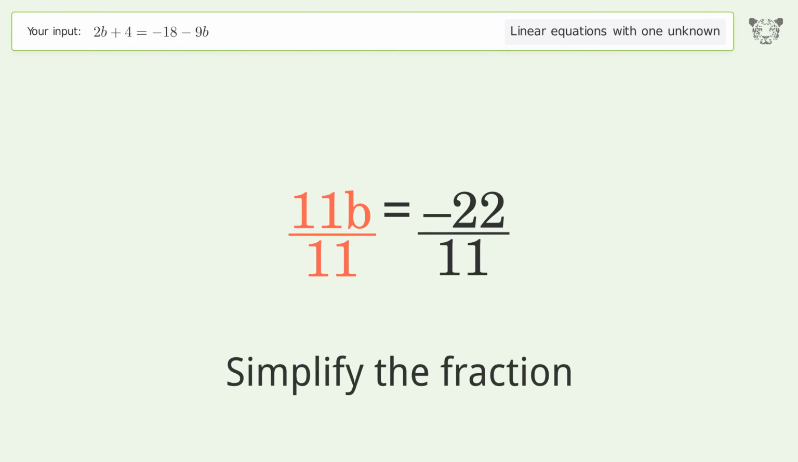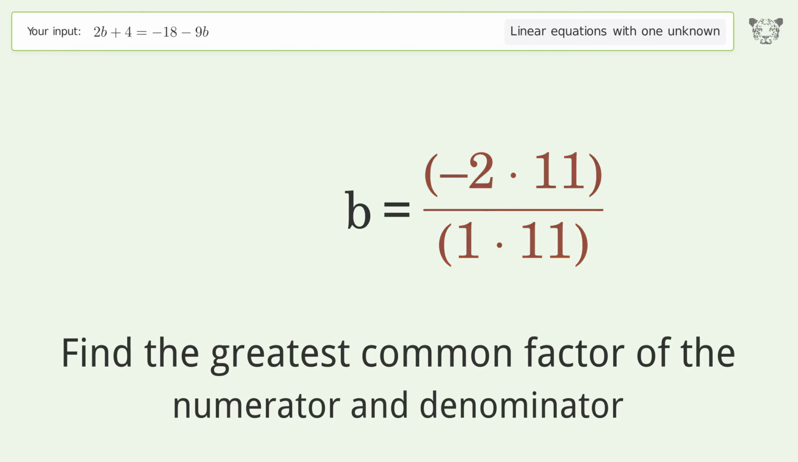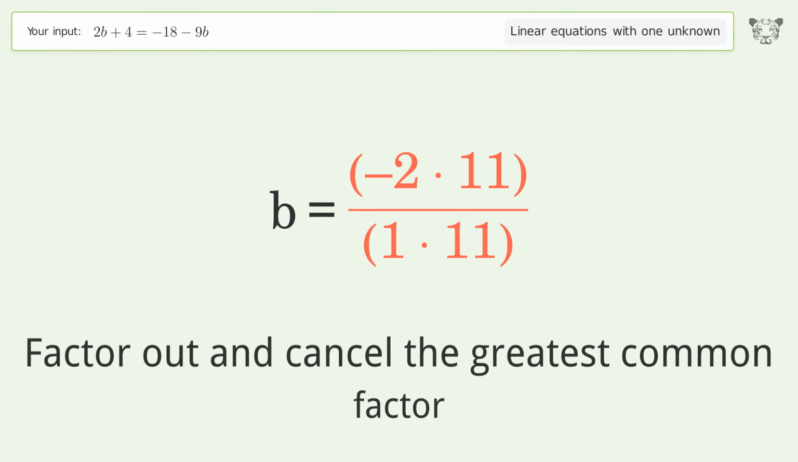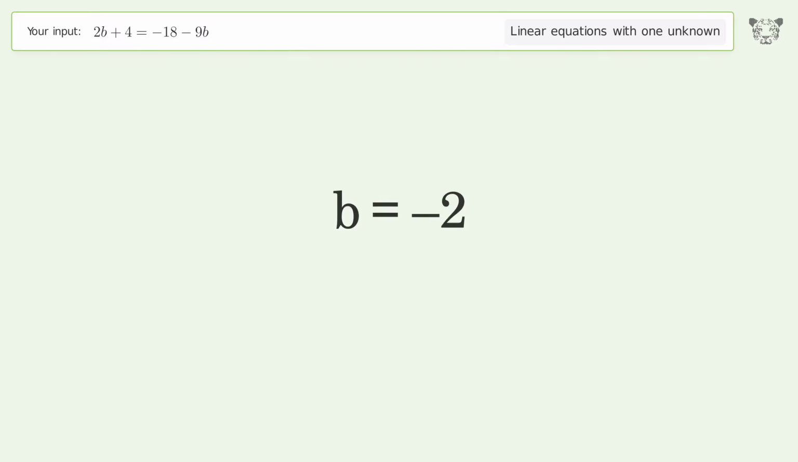Simplify the fraction. Find the greatest common factor of the numerator and denominator. Factor out and cancel the greatest common factor. And so the final result is b equals -2.